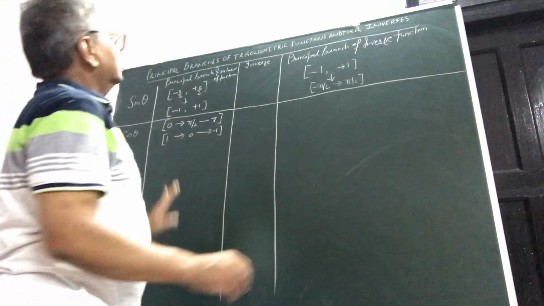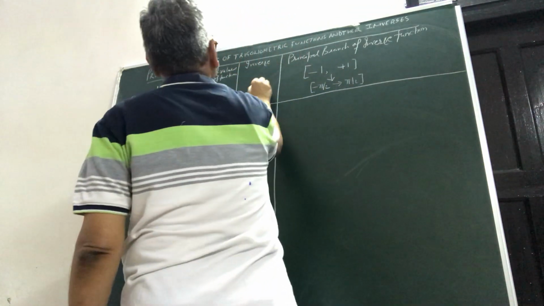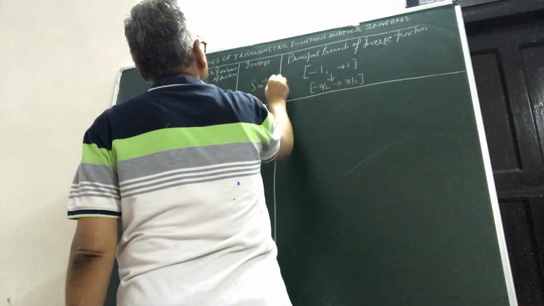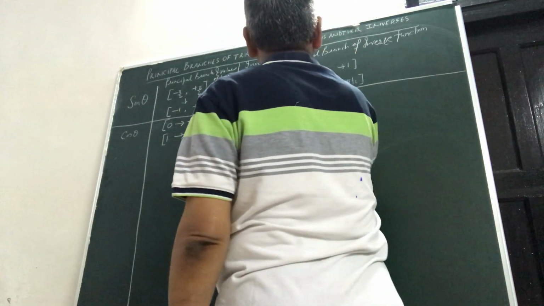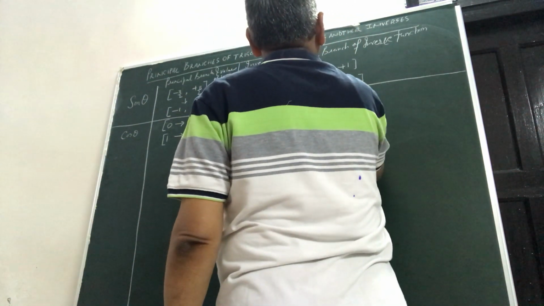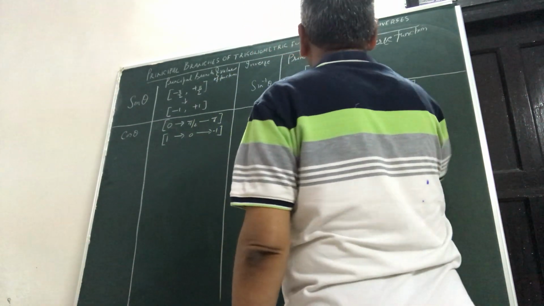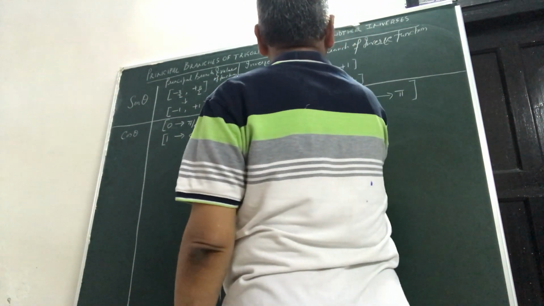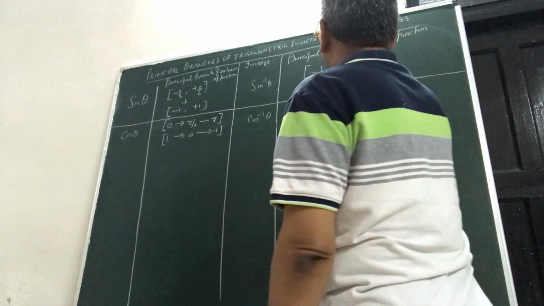And so for the inverse of this, here I write cos inverse theta. The principal branch again will be 0 to pi, and at 1 it will be 0, 1 to 0, 0 to minus 1, closed interval.